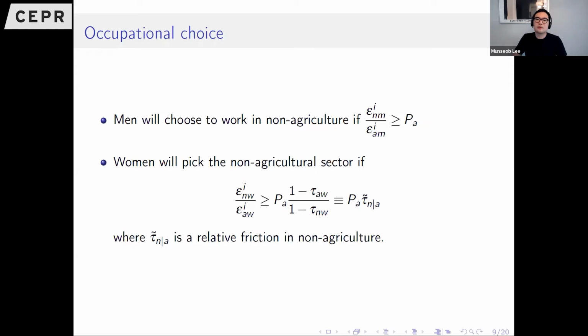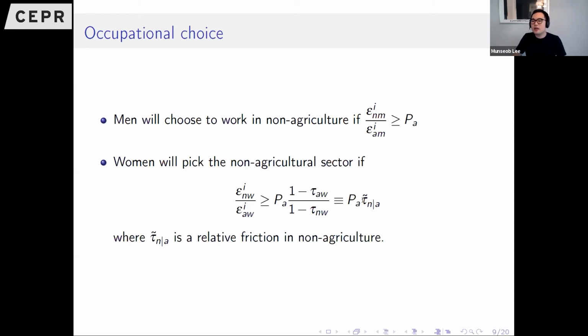The female workers' occupational choice, they consider another moment, which is the friction in each sector. So this is the occupational choice model. They compare the two options. So at the end, what matters is the relative friction. So what matters is how much the tau n, the friction in the non-agricultural sector, is larger than the tau in the agricultural sector.